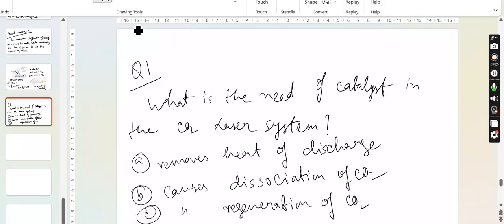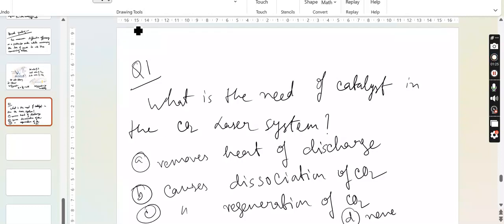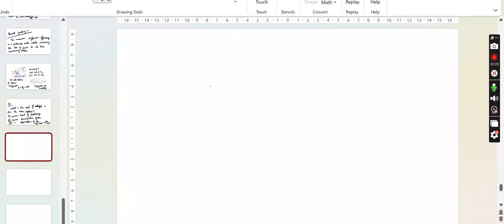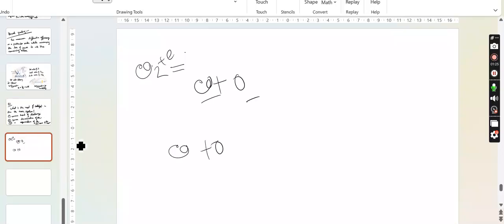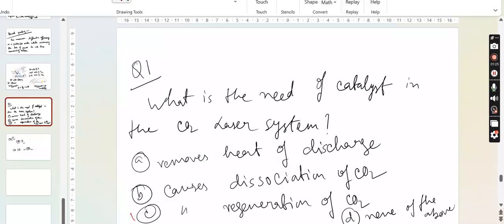Dissociation of carbon dioxide. So we know that at high heat or pressure, carbon dioxide dissociates through collision with electrons into carbon monoxide and oxygen. Catalysts are used to make carbon monoxide plus oxygen recombine into carbon dioxide. So the correct answer would be C, regeneration of carbon dioxide.